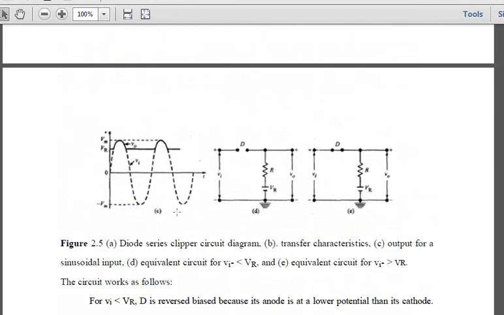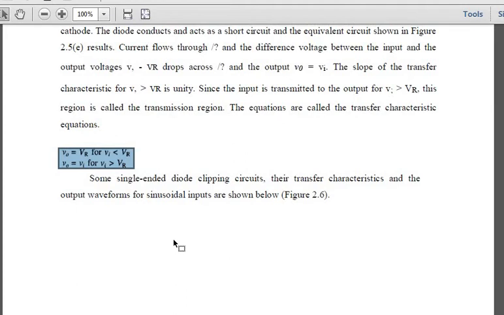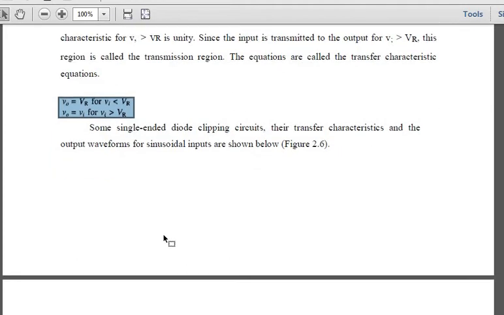Okay, so this is how it will be clipped off. Whatever part of the input is greater than your reference voltage, that particular part will be passed on, and where the input voltage is less than the reference voltage, that whole particular part of your sinusoidal wave will be clipped off over here. Okay, so this was about your series clipping. I hope you are clear with this part.